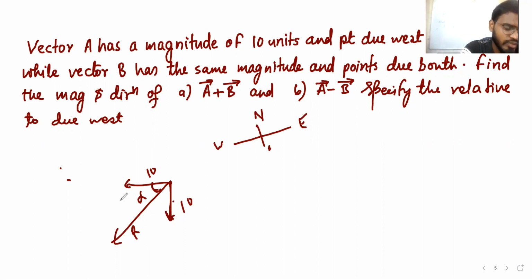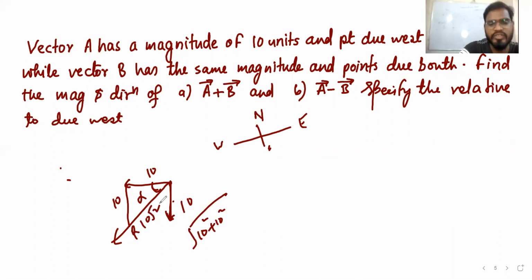Easy. This is 10, so this will also be 10 only. So now this is going to be 10, and this will be 10 root 2, since 10 square plus 10 square. Same thing, right? So 10 root 2. That's it.